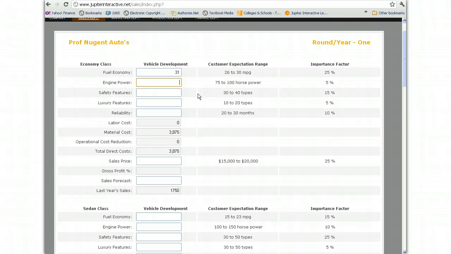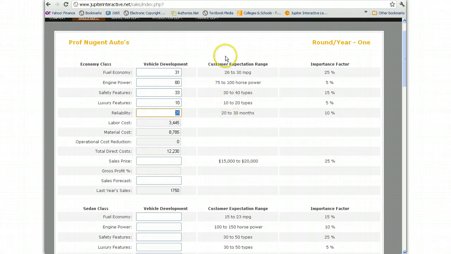Now horsepower isn't so important, 5%, so I'm not really going to go above their expectations on that. And I'll come in somewhere between the expectations on the other characteristics. So here we have engine power measured by horsepower. Safety features, the types of safety features or number of safety features. Luxury features, the number of luxury features, here I have 10. You can see that in an economy class car, it's not as important as it would be in a luxury car. And then the months of reliability.